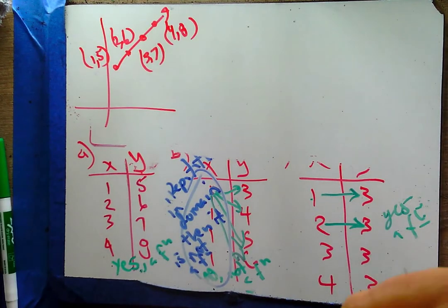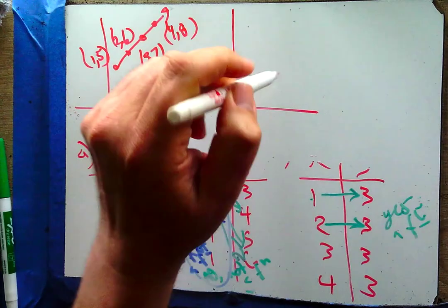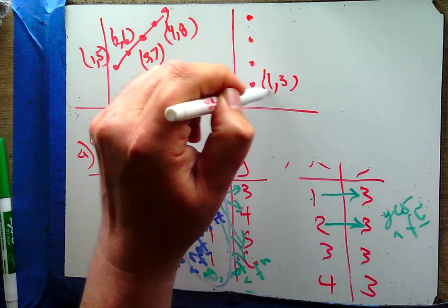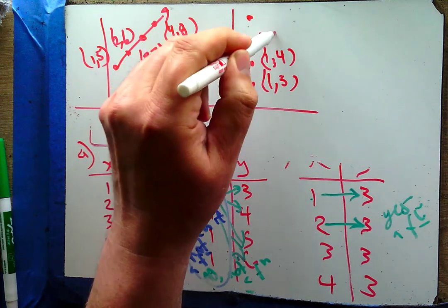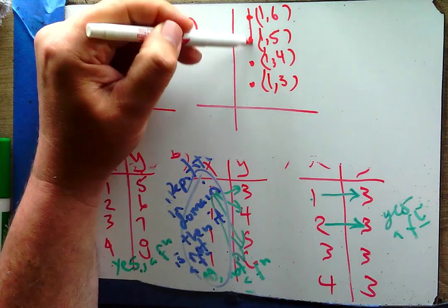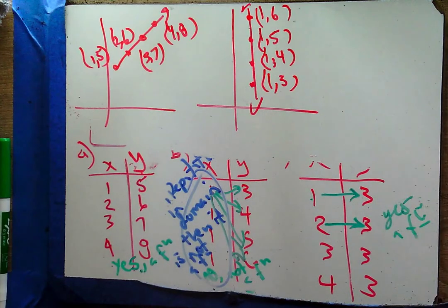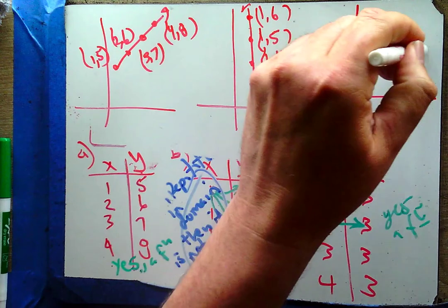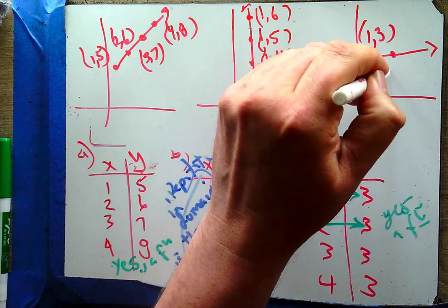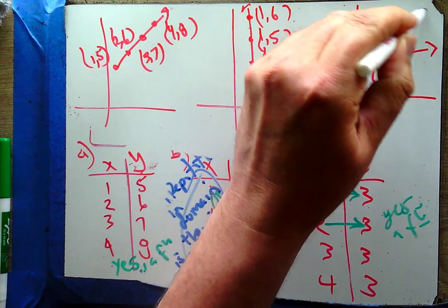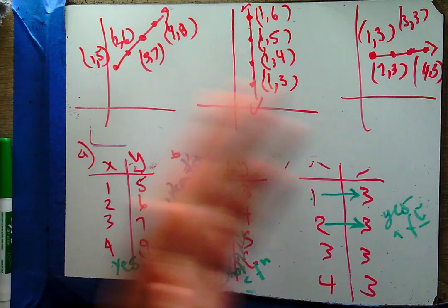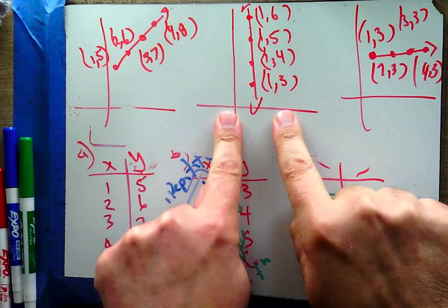Okay, so that is a function. And then here, 1, 3, 1, 4, 1, 5, 1, 6. There we go. That is not a function. And then our last one, 1, 3, 2, 3, 3, 3, 4, 3. Okay, so what can we see here? These are functions. This is not a function.